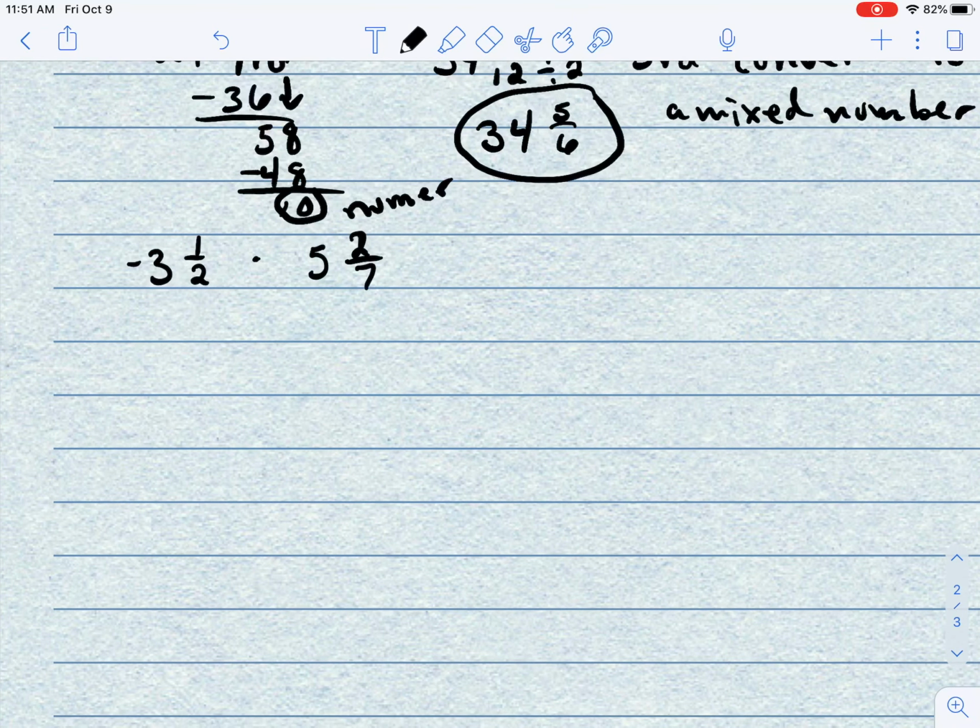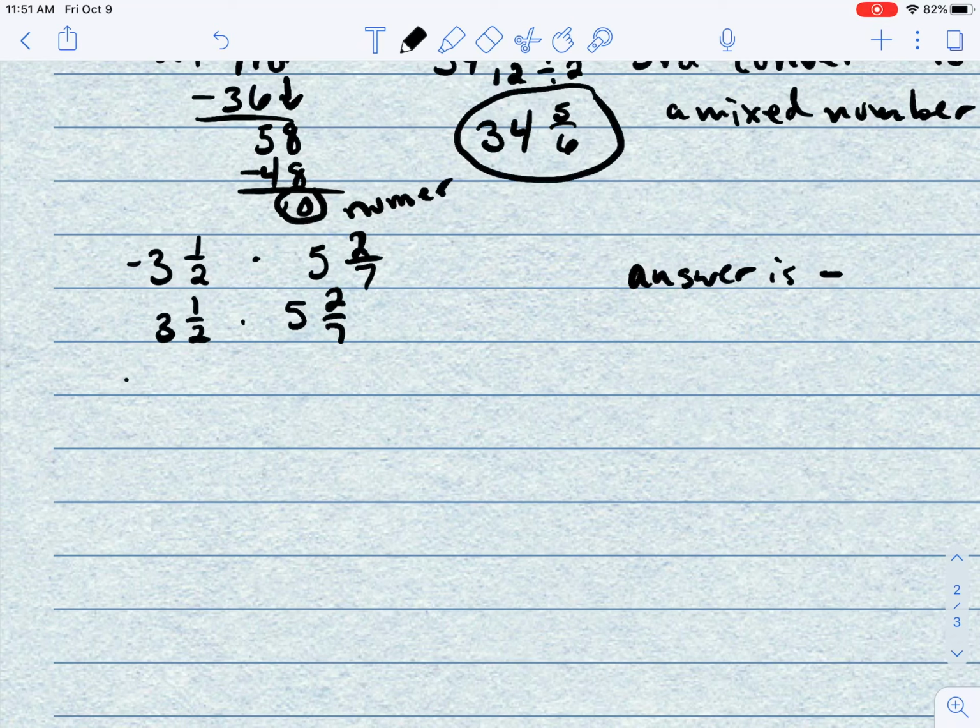Okay, so we need to convert this to an improper fraction. Now, this is a negative. I'm just going to note that answer is negative, because it's a negative times a positive. There's an odd number of negatives. So when you have an odd number of negatives and you're multiplying, your outcome will be negative. So I rewrote the 3.5 without the subtraction.